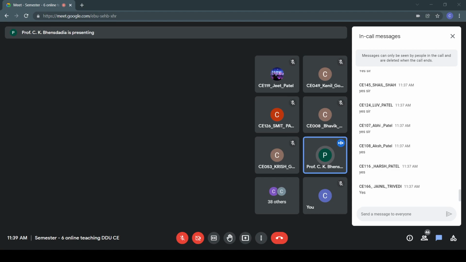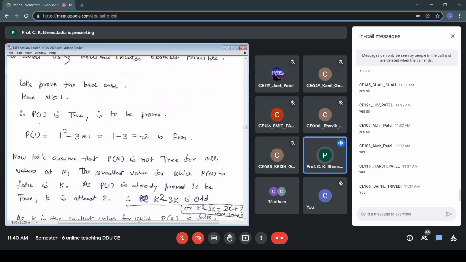For k, the statement is assumed to be false, and k is at least 2 because P1 is already proved to be true. So putting n equal to k, n square minus 3n becomes k square minus 3k. That is not even. The statement is that it is even. So for n equal to k, the statement is false, so it is not even. It means it is odd. When we say it is odd, I can write it equal to 2i plus 1 for some i belonging to Z.